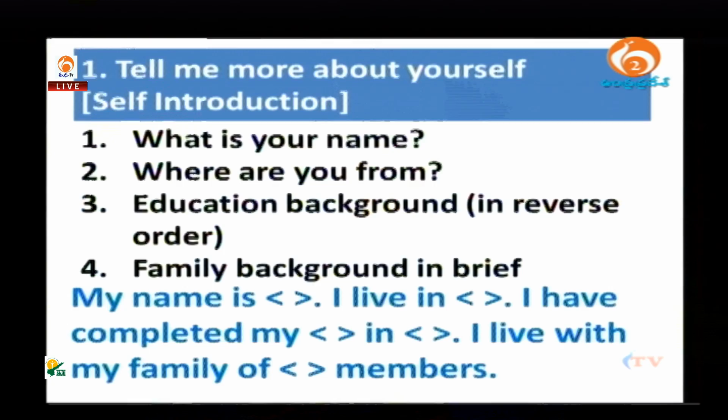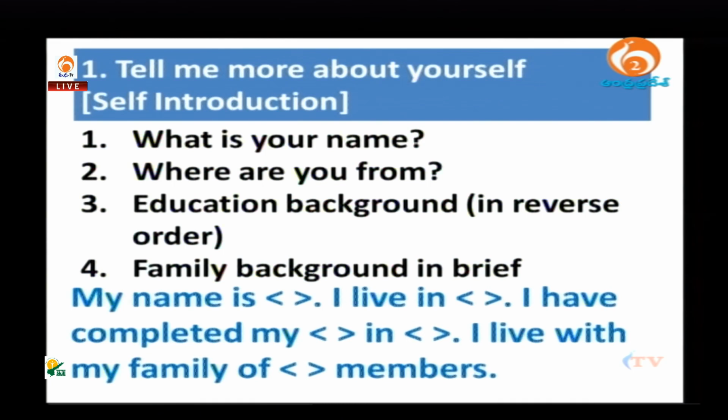And if you want, you can also speak about your percentage or marks, but it's not always necessary. It's completely your choice. It's not necessary to get into the details of how much you scored in which year. Try to avoid that. Speak about your generic education background, but remember you have to say it in reverse order. So let's look at the example here.